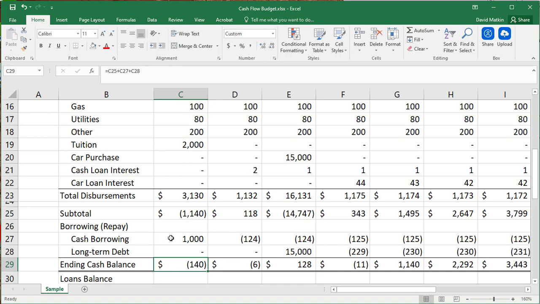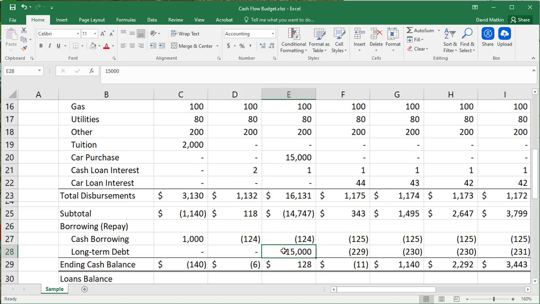But the cash borrowing has this inflow of $1,000. So there was $1,000 that was borrowed in January, and then in February there's a negative value of 124, and that means that $124 of the outstanding principal is being repaid. The interest on this cash loan is being accounted for up here. We're recognizing the interest payments separately. So that's just the payment calculation separated into the principal component and the interest component.